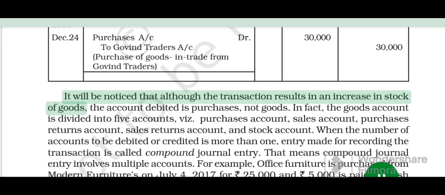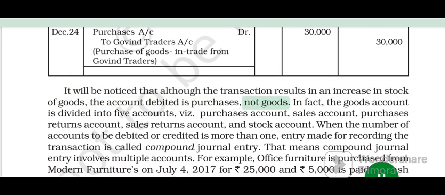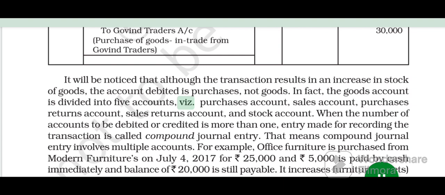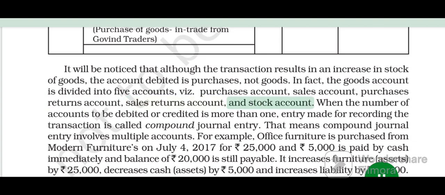It will be noticed that although the transaction results in an increase in stock of goods, the account debited is purchases, not goods. In fact, the goods account is divided into 5 accounts, viz. purchases account, sales account, purchases returns account, sales returns account, and stock account.